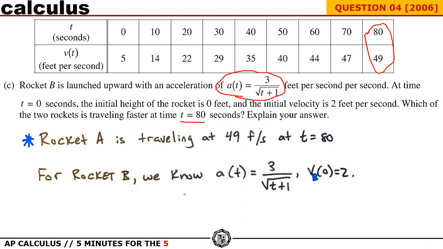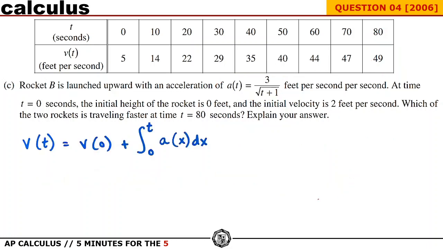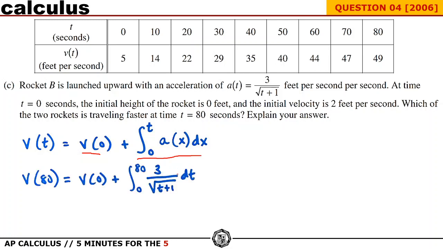But for rocket B, we're going to have to work our way back to the velocity function using the acceleration that they told us, and also the fact that the initial velocity of the rocket is 2. So we're going to put that all to use here. To find the velocity, we can do the velocity at 0, and add to that the integral of the acceleration. So for this question, we're doing the velocity at 0 plus the integral from 0 to 80 of 3 over the square root of t plus 1.